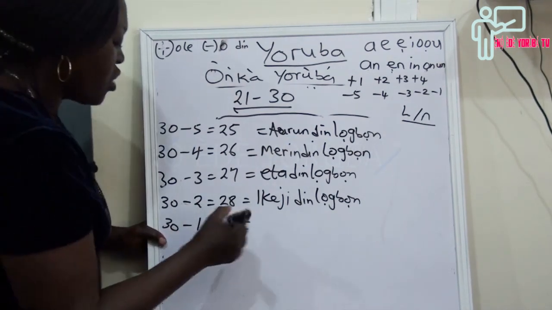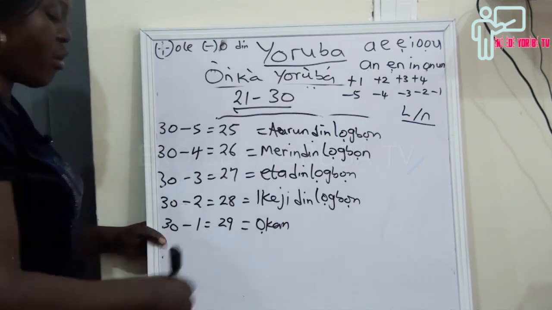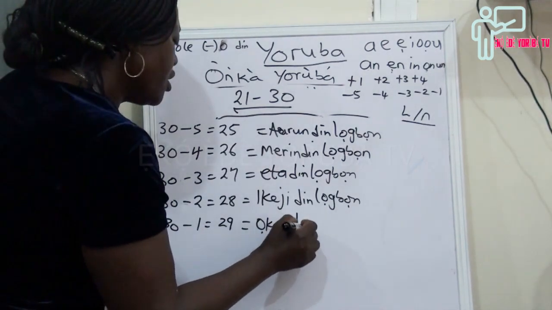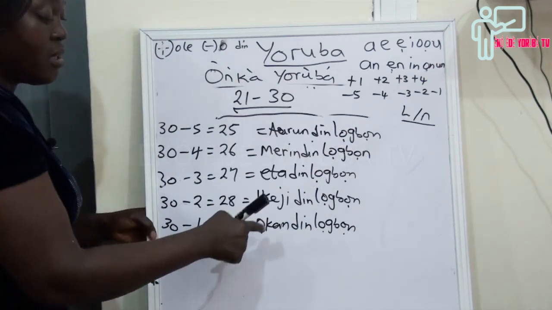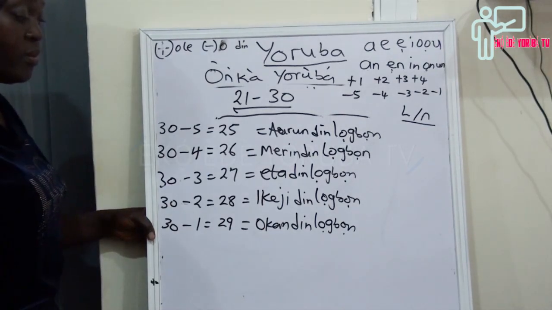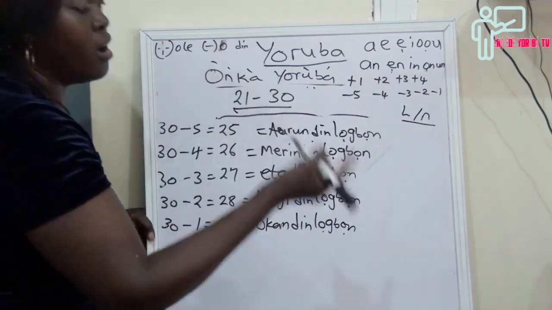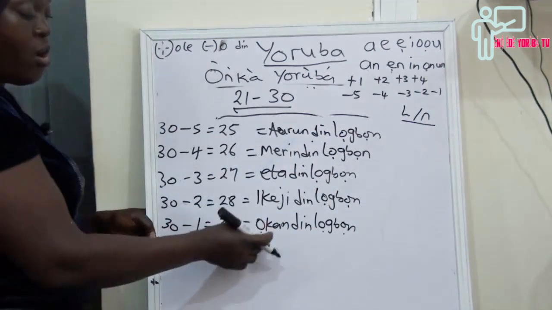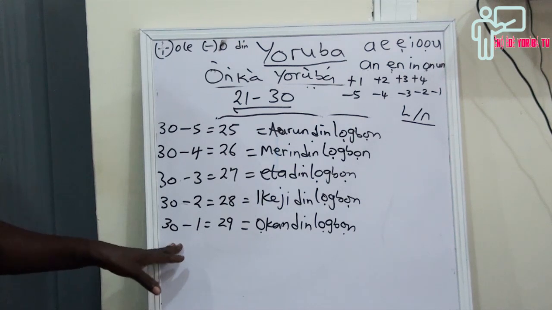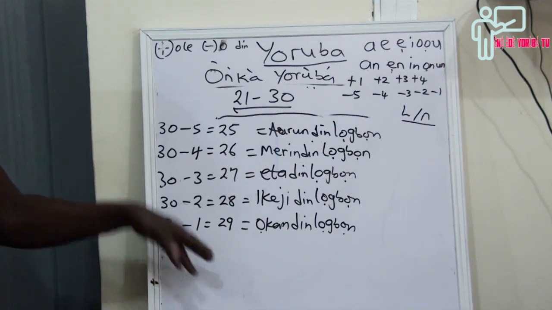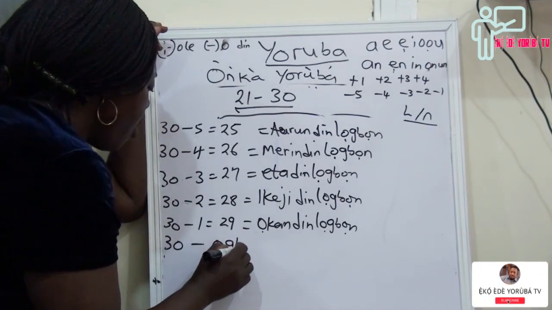So it will give us, so now from the back, ọ̀kàndínlọ́gbọ̀n. I told you I can cancel this one. So I can say ọ̀kàndínlọ́gbọ̀n, which is 30 minus 1, gives us 29. So that is where we now get 30, which we call ọgbọ̀n.